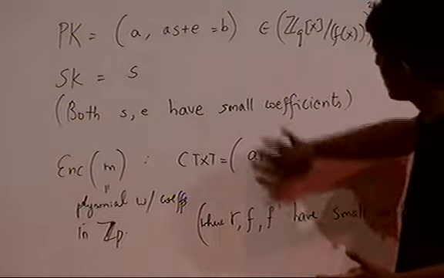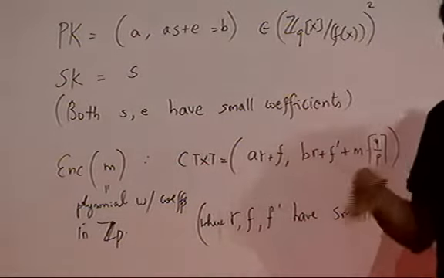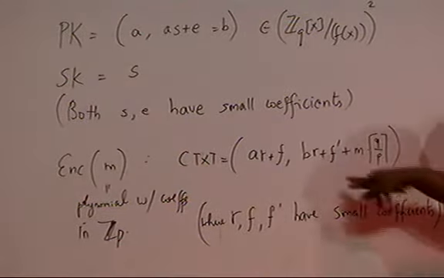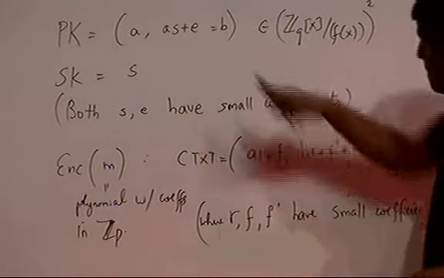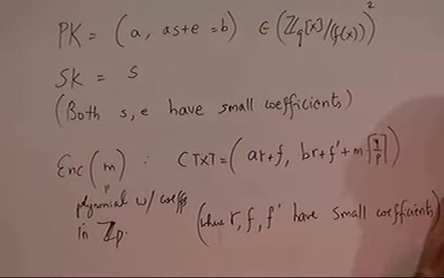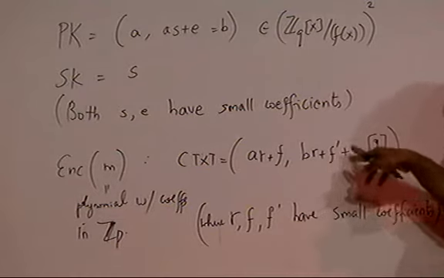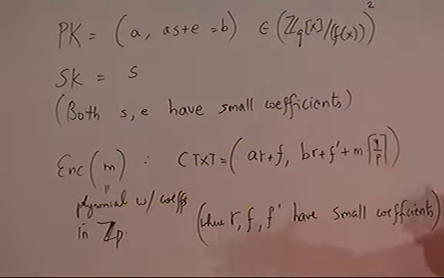So this looks very similar to the public key. I'm also going to compute B times R plus a different, independently chosen error F prime, plus the message, again scaled by Q over P. Okay, so this is how you encrypt. Why does this work?